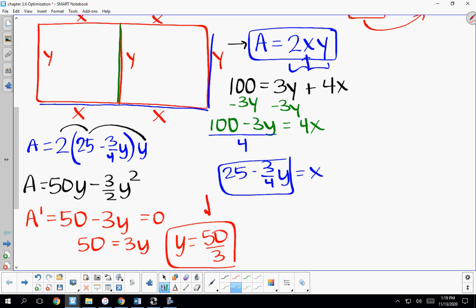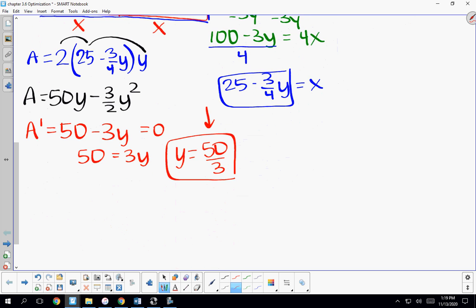I do have to prove that this value really is a maximum. So here's where we have our choice of first or second derivative test. Usually you're going to want to use second derivative, but not always, because usually these are nice, pretty polynomials. So the derivative of this is negative 3, which is always negative.